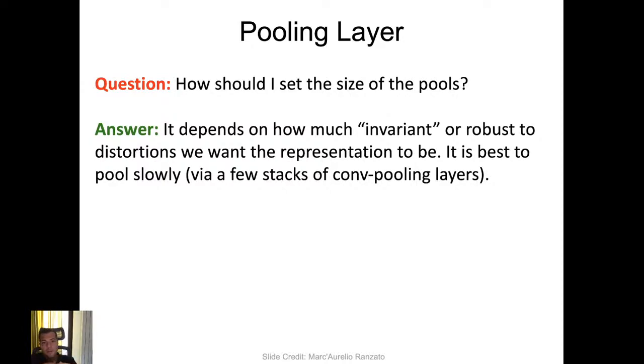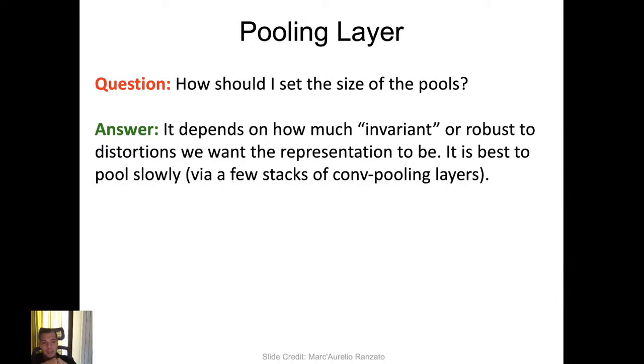Okay, so another question, how do we set the size of the pools? Here it depends on how much invariance or robustness we want our model to have, the level of invariance that we want to achieve, and also how many pooling layers we have in the network. So if we have a very deep network where we can add a lot of pooling layers, we can just use, I don't know, pooling of 2 by 2.